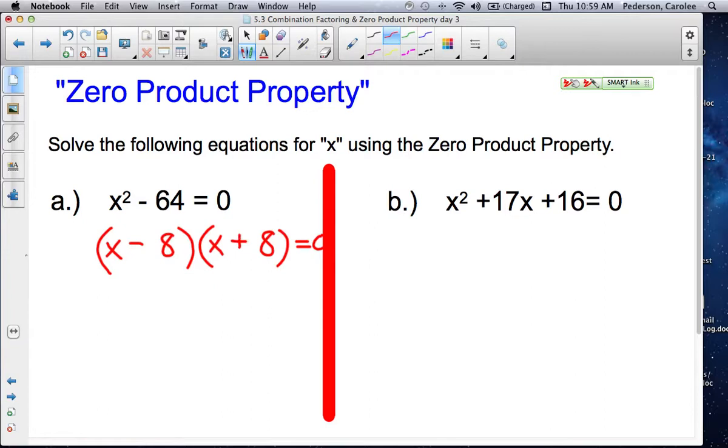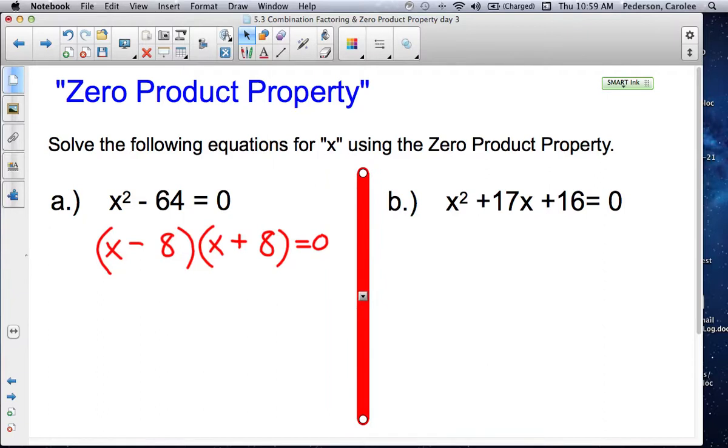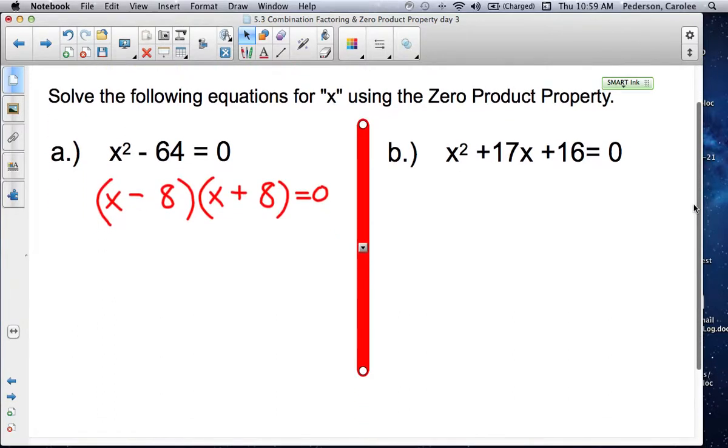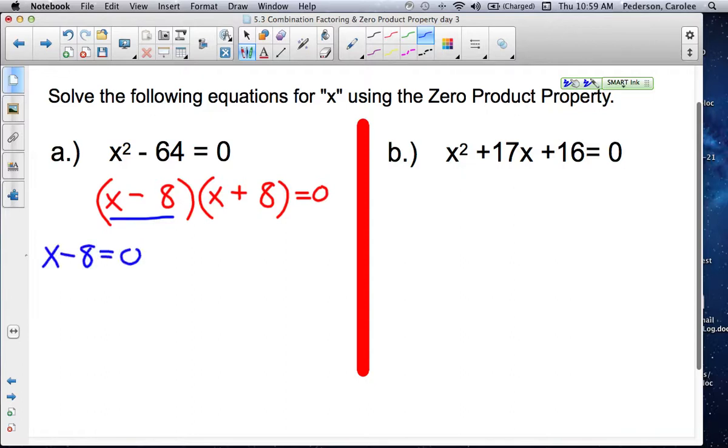Here is where the zero product property is helping us now. We're going to take each factored part, so each parentheses, and set them equal to 0, and then solve for x. So we'll start with this first parentheses. We say x minus 8 equals 0. And then we solve that equation for x. So we're going to solve by undoing. So we're going to add 8. So x equals 8.